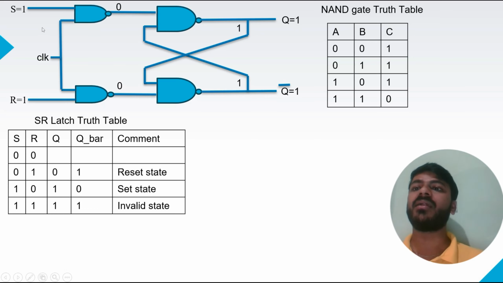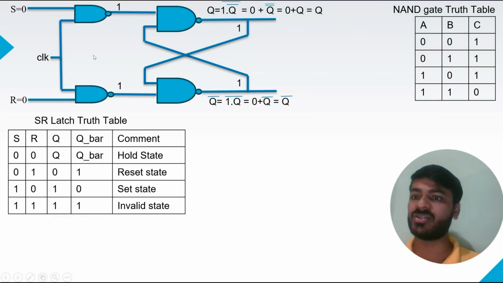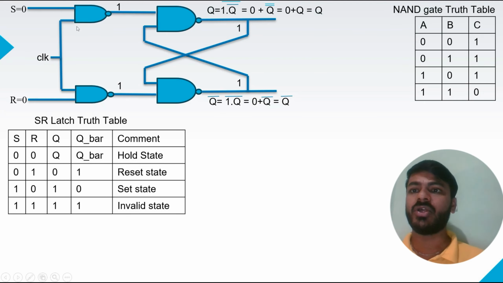Okay. So when the value of S is equal to 1 and R is equal to 1, my flip-flop is in the invalid state. Now let's discuss the last combination where my value of S is equal to 0 and R is equal to 0. And again clock is 1. So 0 and 1, obviously output is 1. Okay, and here also my output is 1.